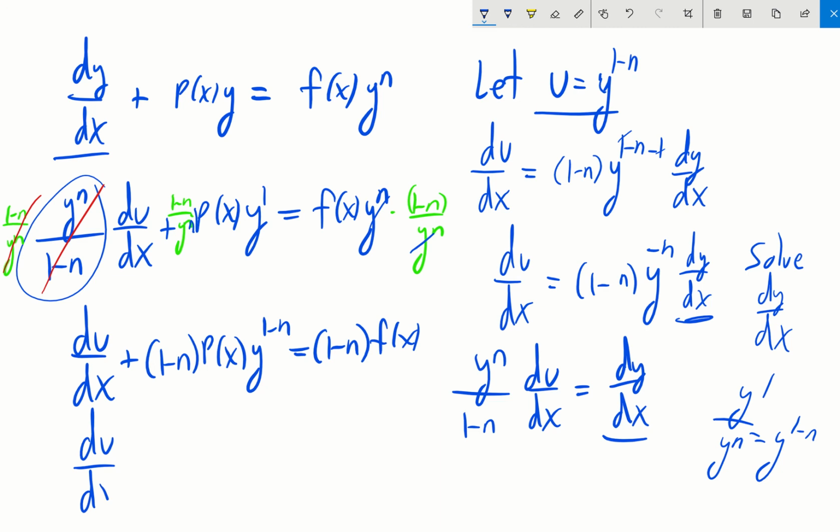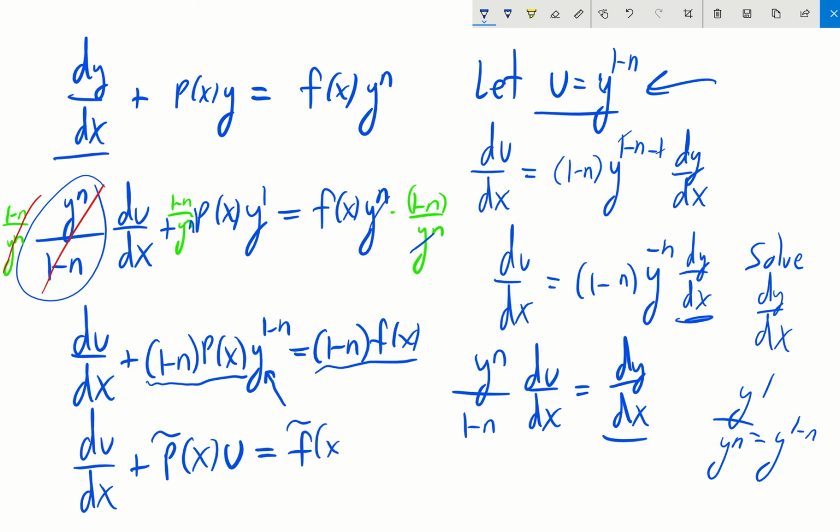So we have du/dx plus some coefficient times p(x). I'm just going to rename that p twiddle of x. It's just some function of x. And notice, what is this? y to the 1 minus n. That's just u. Equals, and likewise here, it's another constant times f(x), which we call f twiddle of x. And so, as was mentioned, this now is a linear first order ODE in the variable u. And we know how to solve this thing.